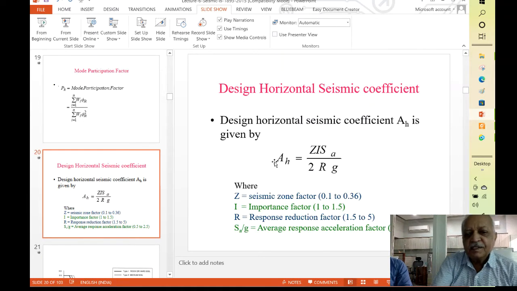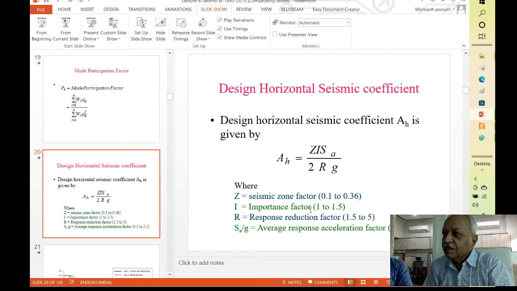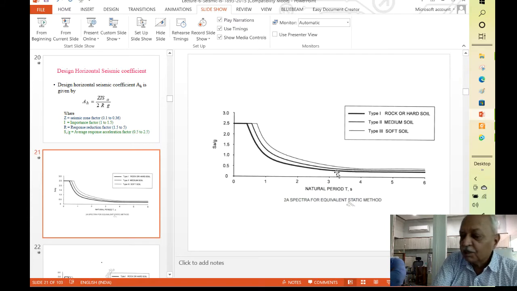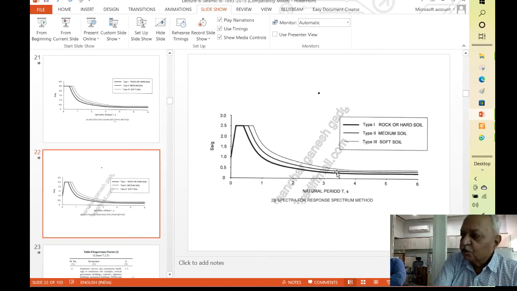Okay. And the design horizontal force is given by the same expression, whether you are using the static method or the response spectrum method. The value of SA upon G that you are working out, if you are going for the equivalent static method, then you use this response spectrum, while if you are going for the response spectrum method, then you use this response spectrum.